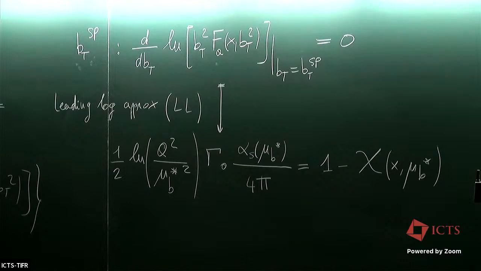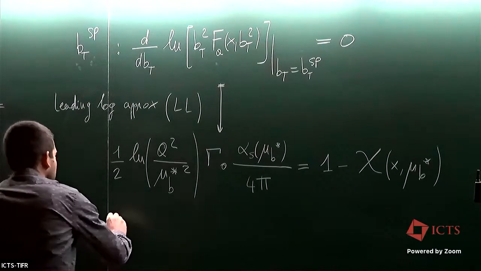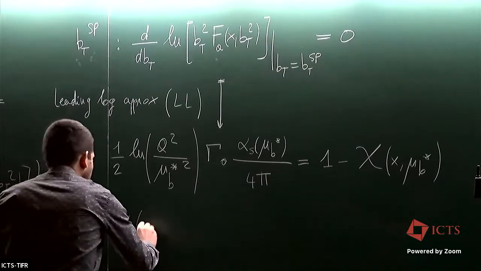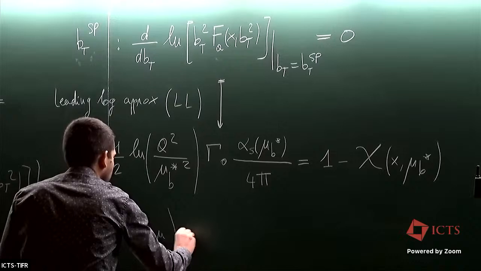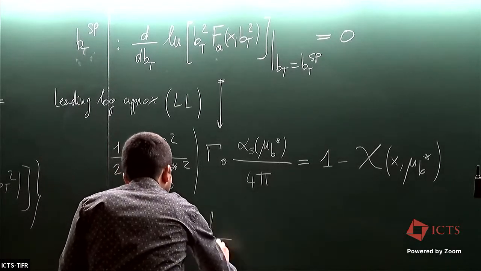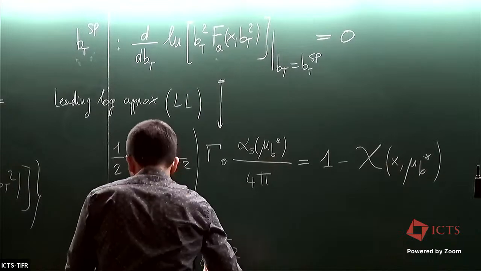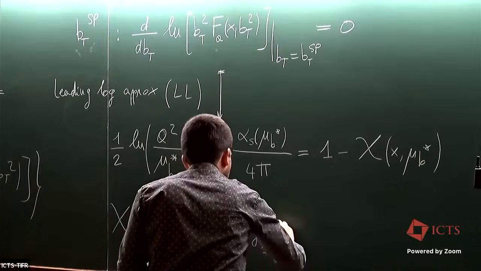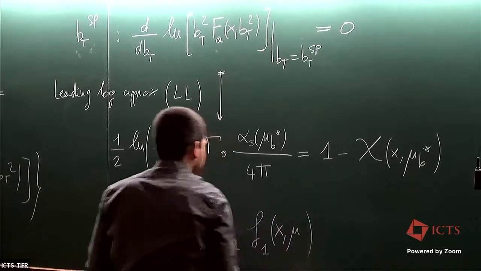Okay, so what are the ingredients here? So this capital X function is nothing else than the derivative with respect to the log of mu square of the unpolarized PDF.